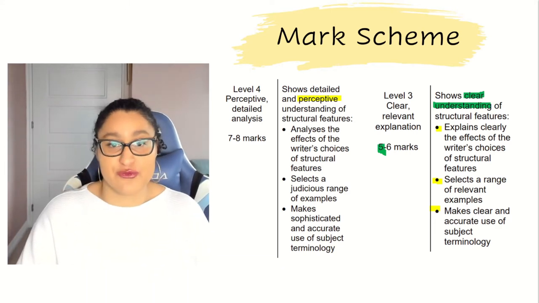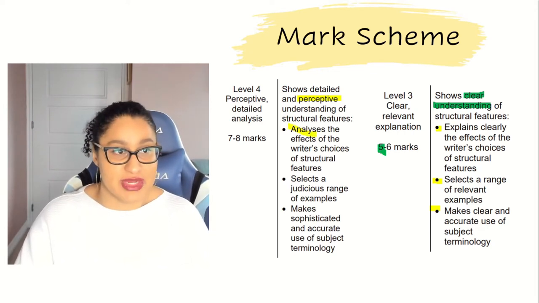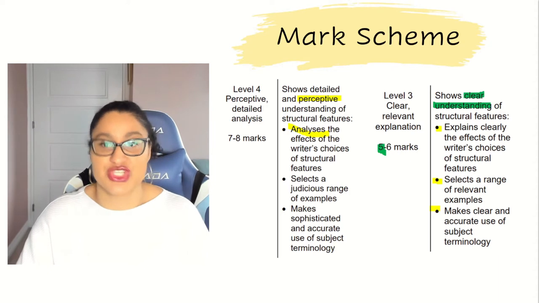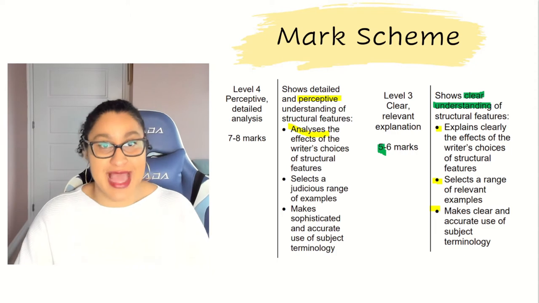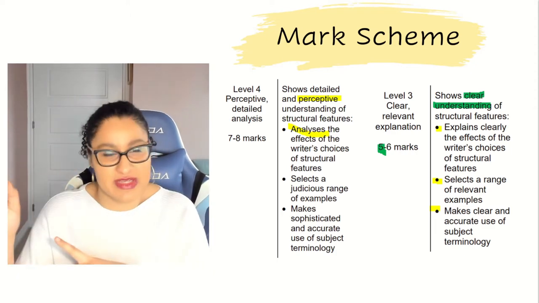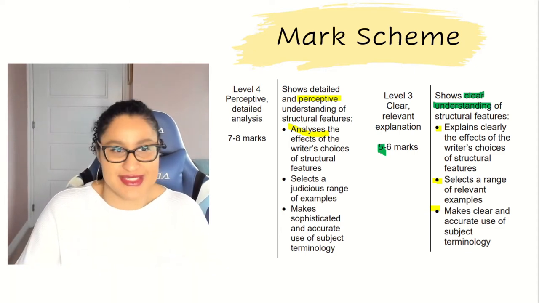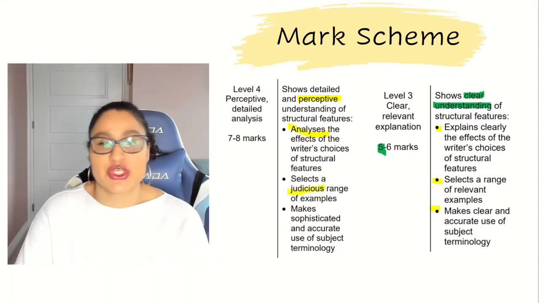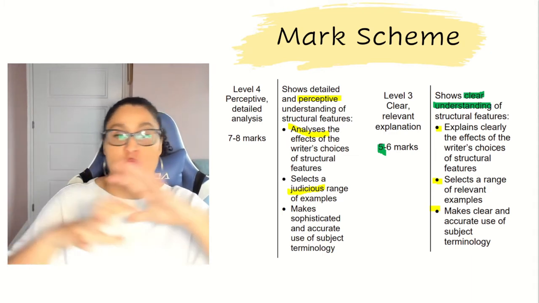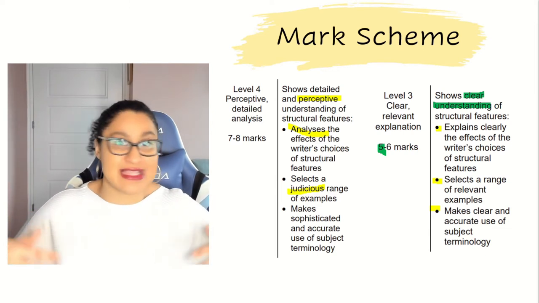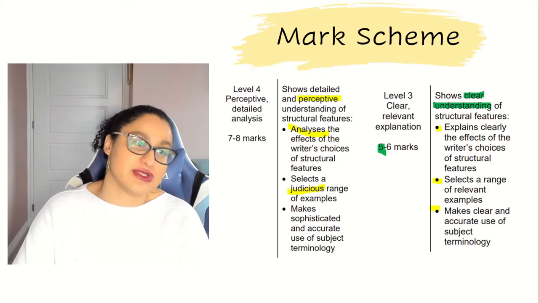Now, the bullet points for our level 4, 7 and 8 out of 8 are that you are analysing the effect of the writer's choices of structural features. Notice this is our first time seeing the word analyse. So remember, if you don't know what analysis is, watch my video on it. But for now, analysis is how you break down the effect created. It's also about you selecting a judicious range. So that means you've just chosen really, really well, like you've gotten the best. If there were 4 different quotes that could have been used to exemplify your point, you chose the best of the 4. And then make sophisticated and accurate use of subject terminology.